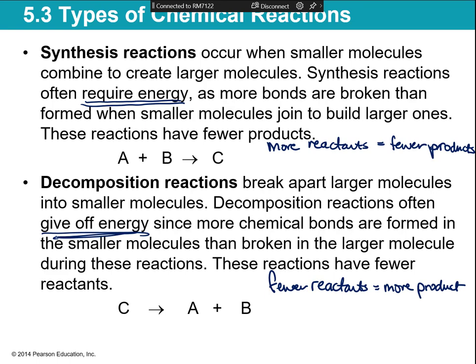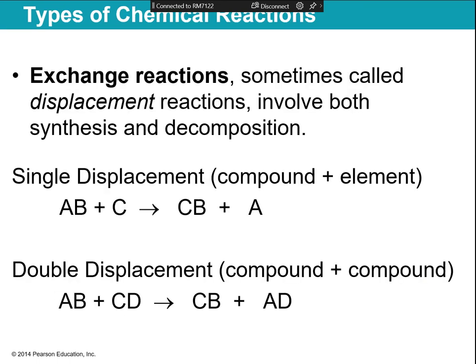And you can just recognize it by looking at the number of reactants and the number of products. But what if I have the same number? What if I have the same number of reactants and products? Do you see in this, I have two reactants and two products in both of these? So they're equal. They call these exchange reactions, but they're really different from each other.